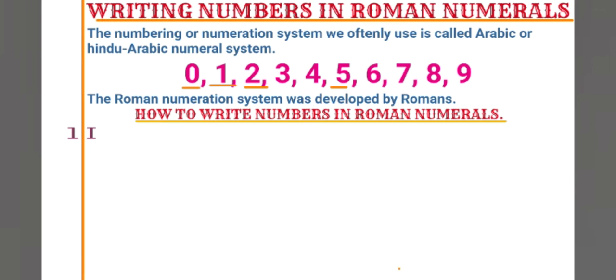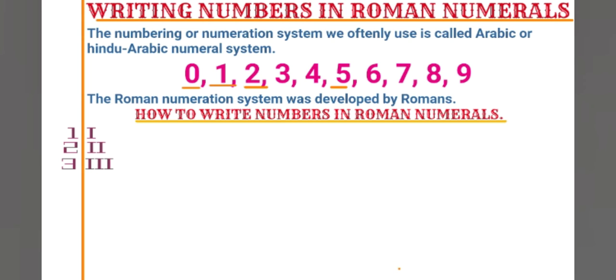Students, as you all know, we have started our unit 1 for the revision, which is known as numbers, and we are going to study writing numbers in Roman numerals. The numbering system we often use is called the Arabic number system, 0, 1, 2 up to 9. The Roman numeration system was developed by the Romans. And now our topic, which is the objective of today, is how to write numbers in Roman numerals.